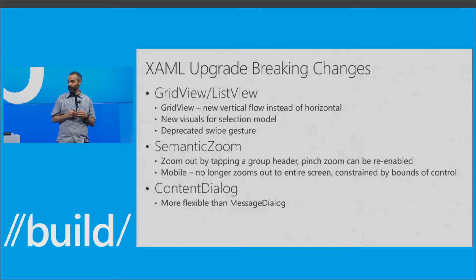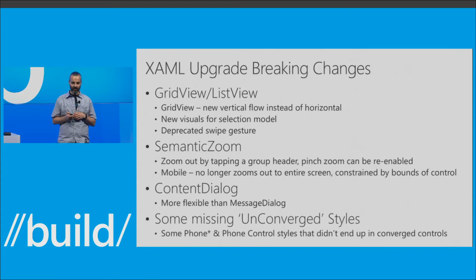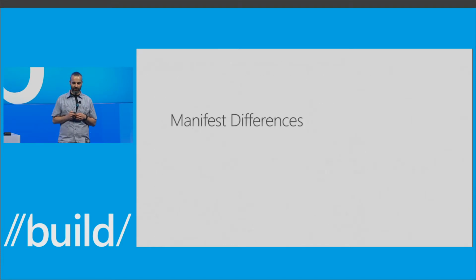It's a lot more flexible to use. Again, not a breaking change, but if you used it before, it's a lot more flexible than message dialog because you can populate any XAML, not just an OK and cancel button. And then I already mentioned the unconverged styles, so that's part of the XAML breaking changes list as well. We're going to have this all documented on the Dev Center.